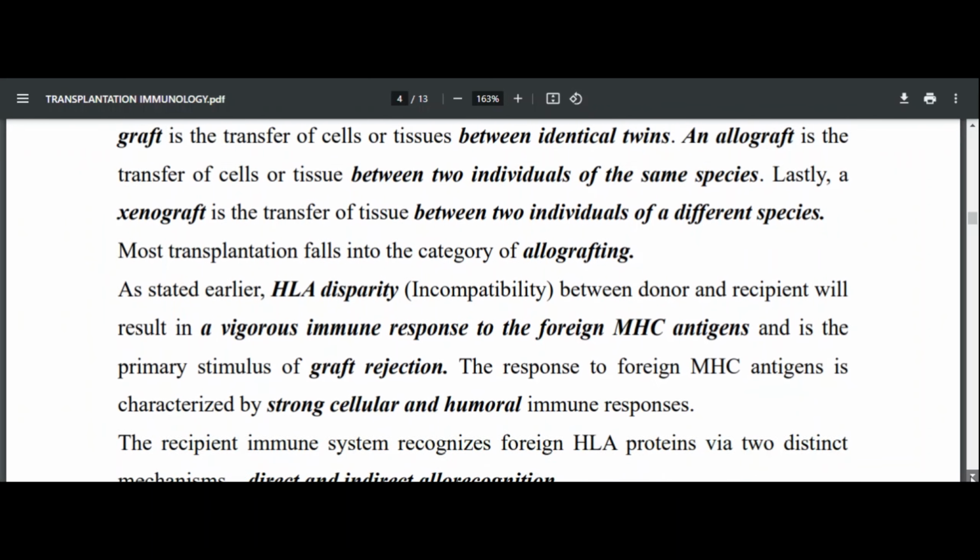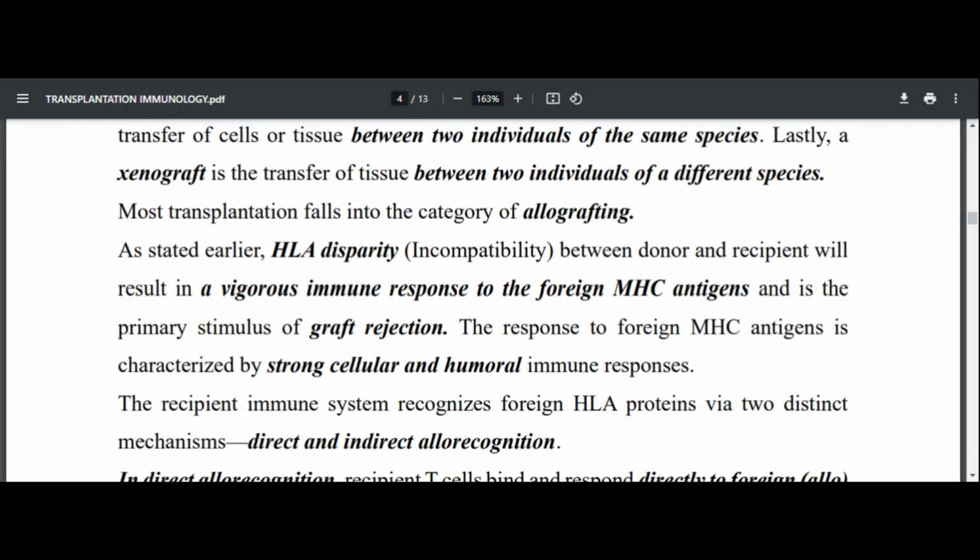As stated earlier, disparity or incompatibility between donors and recipients will result in a vigorous immune response to the foreign antigens, especially the human leukocyte antigens, and that is what will stimulate or mediate graft rejection.